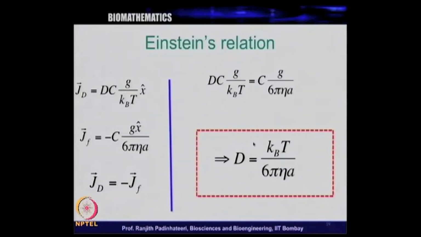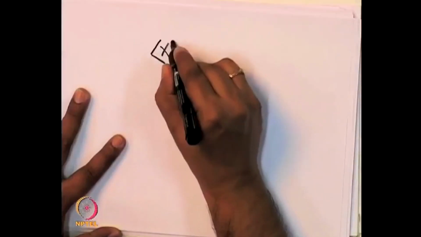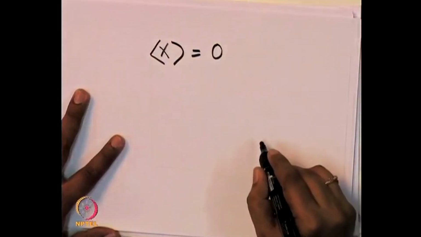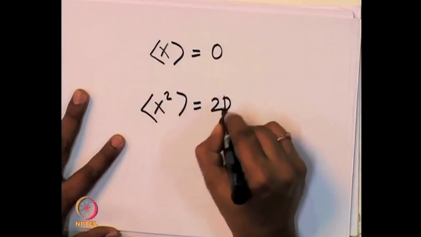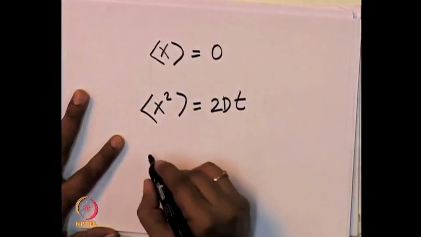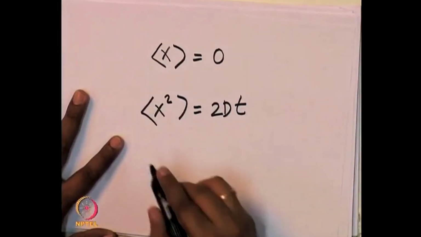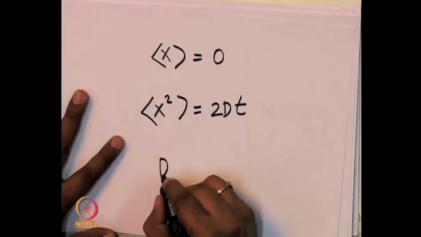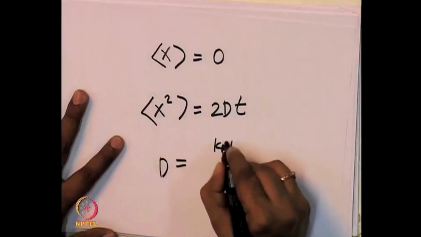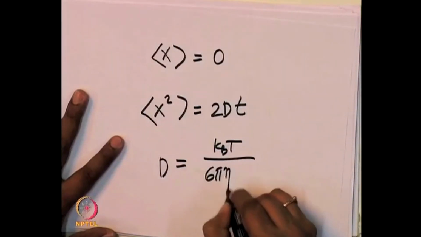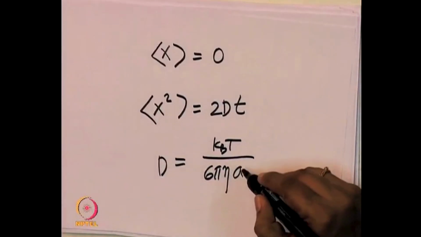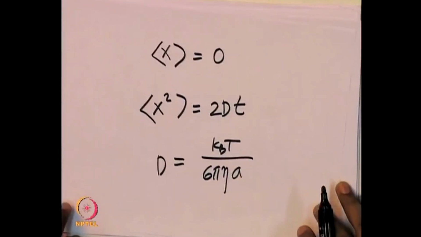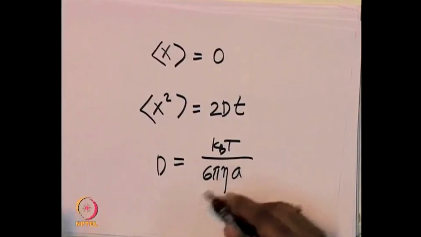So, now we learned three things. We learned that x average is 0 in today's lecture. In the previous lecture, we learned that x square average is 2Dt, and we also learned that D is kBT by 6 pi eta a. This is true for spherical particles typically. If this is not a spherical particle, this 6 pi eta a could be something else.